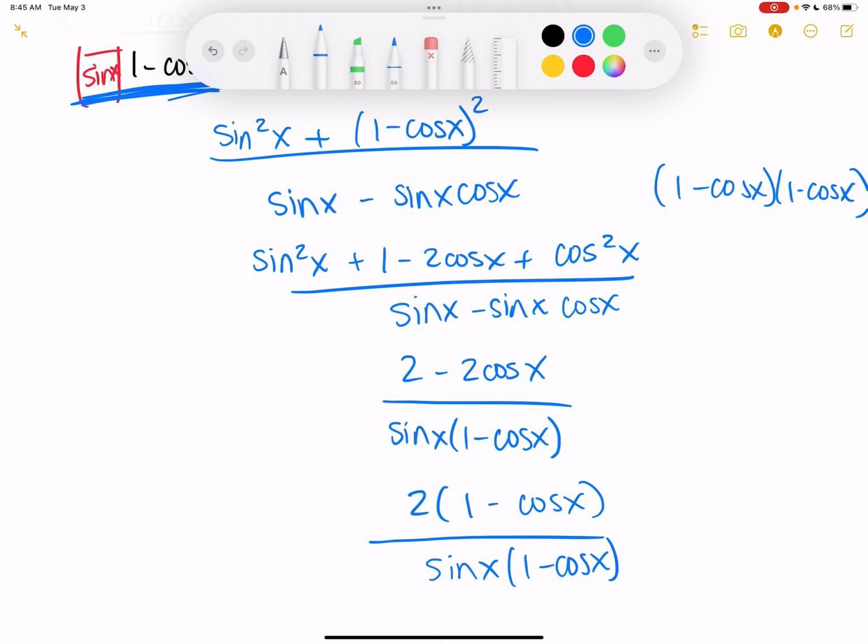Now what? Can you multiply by 1 minus cosine of x on top and bottom? You can get rid of it. That'd be 2 over sine x. Which is what? There's that 1 over cosecant. 1 over sine is what? It's cosecant. So it'd be 2 cosecant.